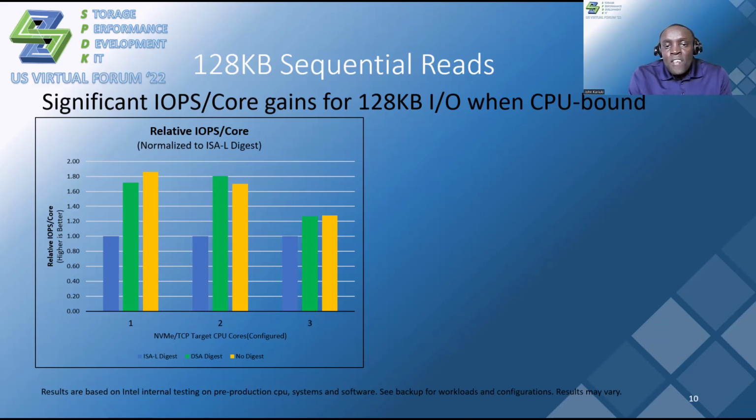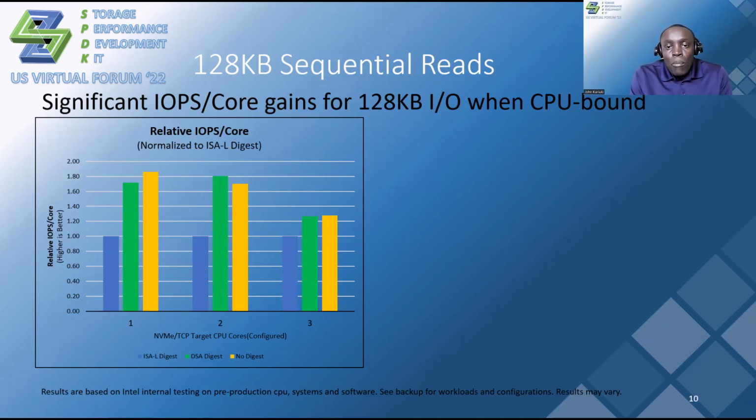And then as we get to the configuration where the target is using 3 target cores, we're starting to get to the point where the network is saturated. So the relative IOPS per core numbers are not as impressive as what we saw with 1 and 2 target cores.